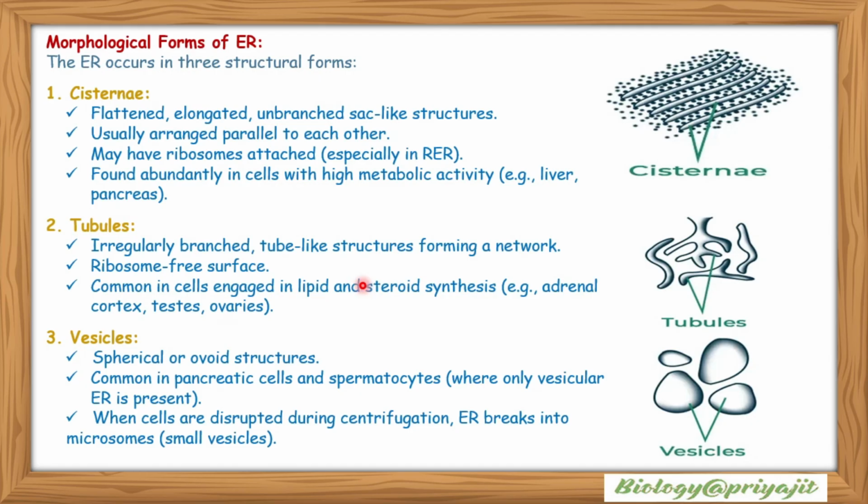Tubules are irregularly branched, tube-like structures forming a network. They have ribosome-free surfaces. They are common in cells engaged in lipid and steroid synthesis, for example the adrenal cortex, testes, and ovaries. Vesicles are spherical or ovoid structures. They are common in pancreatic cells and spermatocytes, where only vesicular endoplasmic reticulum is present. When cells are disrupted during centrifugation, the endoplasmic reticulum breaks into microsomes, also known as small vesicles.